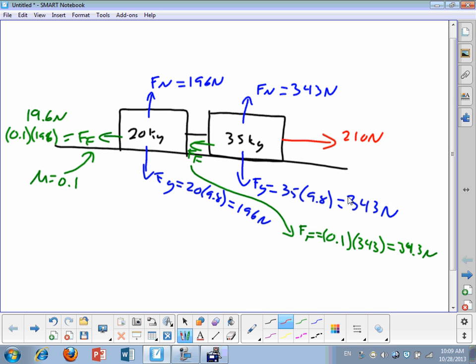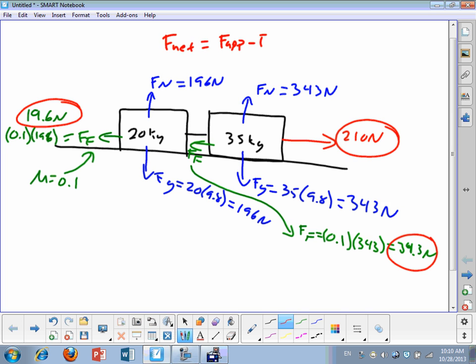First thing I want to do is find the unbalanced force for the entire object. I look at all the forces going to the right, all the forces going to the left. So I have force net of this entire system is the force applied minus the force friction from object 1 minus the force friction from object 2. Force net causes the mass to accelerate. The total mass of the object is 55 kilograms. The force applied, 210 newtons, minus the force friction of the first object, minus the force friction of the second object.